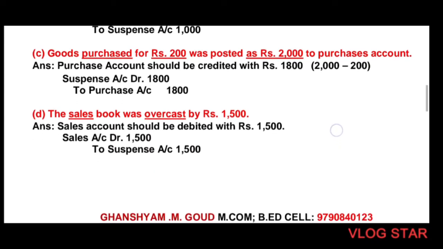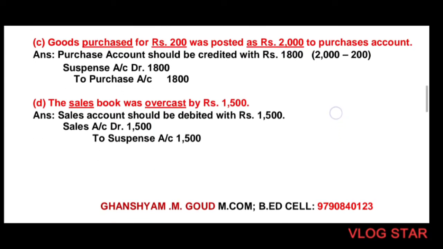Next question. Goods purchased for rupees 200 was posted as rupees 2000 to purchase account. How much we have to write? Only 200 rupees. But wrongly what we posted? 2000 rupees. So it is more, an excess. Excess means we have to write the opposite entry.